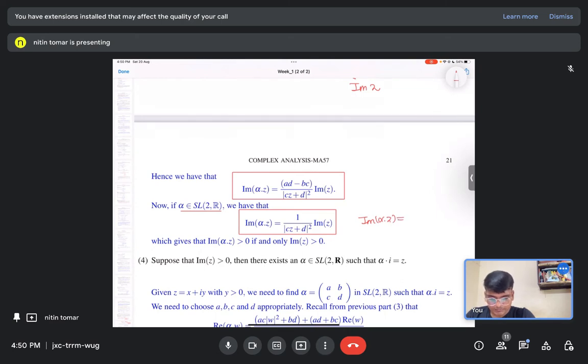Okay, so this is a positive number. Now the imaginary part of Z is strictly positive and this is also positive, so the product of two positive numbers is positive, right? So the imaginary part of alpha dot Z is positive, and the vice versa also holds with this relation. So is this clear or not? Is this clear?